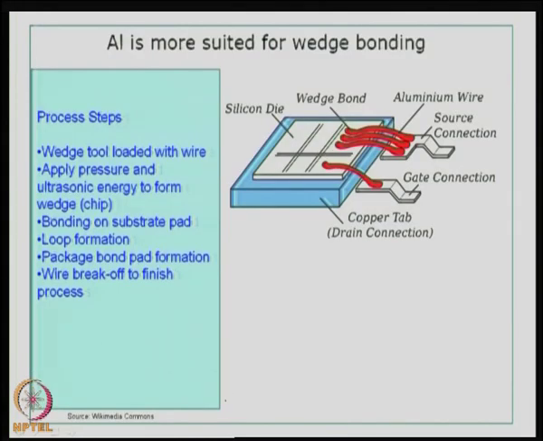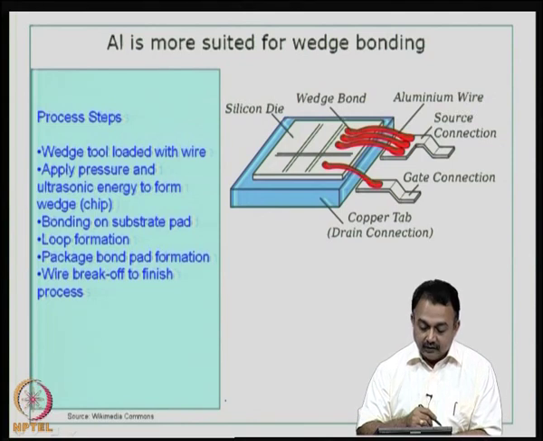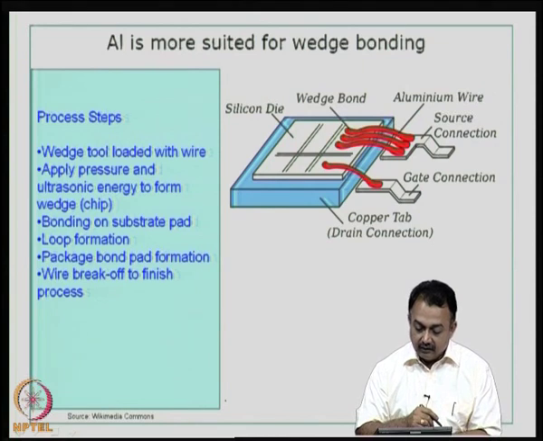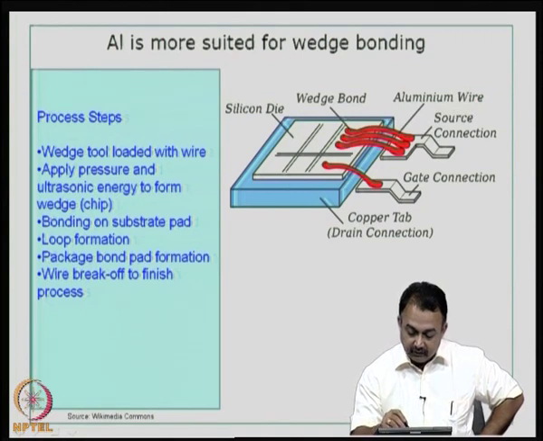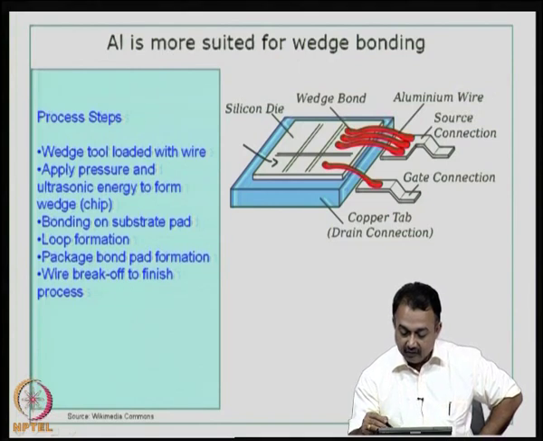Now, aluminum is more suited for wedge bonding. The reason is aluminum is fairly easy to work with mechanically compared to gold. If you look at this figure here, what I am basically trying to show you is a wedge bond that has been formed using aluminum wires. This is the silicon die, as you can see it is labeled. Then this is the wedge bond from the bond pad on the silicon die to the lead frame, let us say, or the leads of the package.